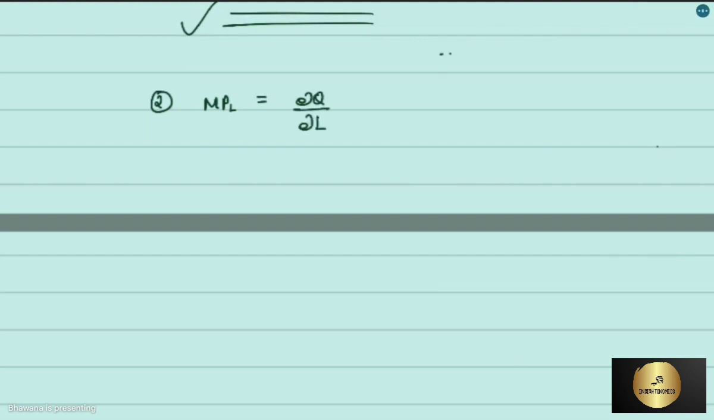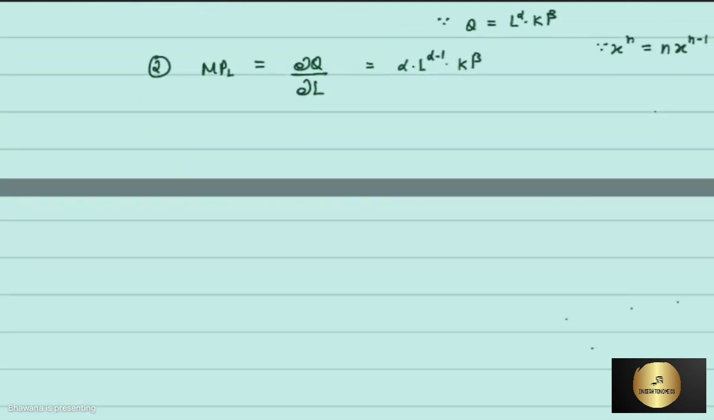MPL क्या है? Partial derivative of Q with respect to L. और हमारा Q क्या है? Q = L^α K^β. n के रिस्पेक्ट में सॉल्व करेंगे. डिफरेंशिएशन का रूल क्या होता है? x raised to the power n, n आगे आता है, x^(n-1). ओके, α आगे आएगा, L^(α-1), K as it is रहेगा.